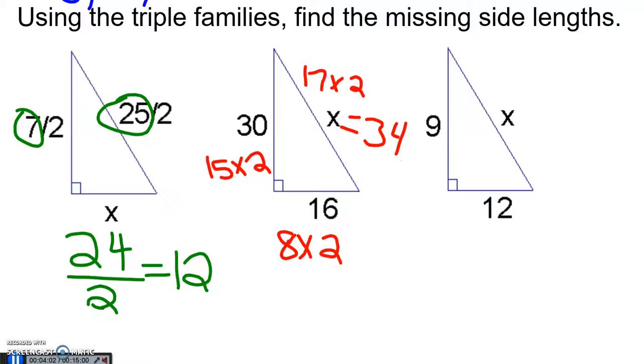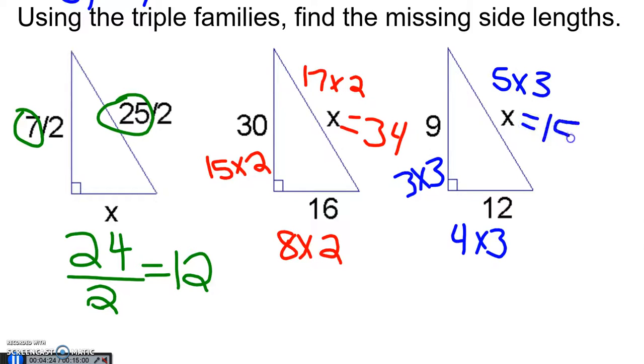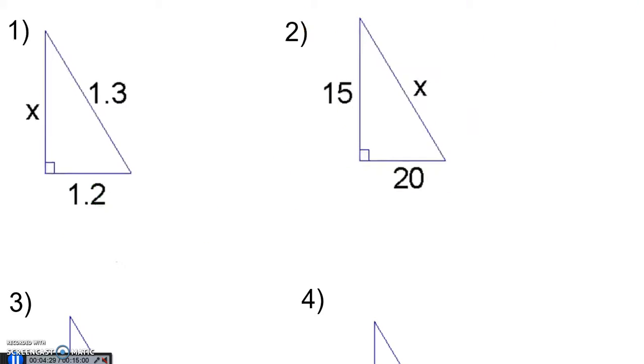Alright, and then our last one here, we have 9, 12. Our hypotenuse is x. Again, we'll look for a common factor. So this one is 3. We have 3 times 3 gives us 9, 4 times 3 gives us 12, and then 5 times 3 is finishing our family, 3, 4, 5, which will give us x equals 15. Okay, so now I want you to try the next 7 problems on your own, and then we will talk about the answers.